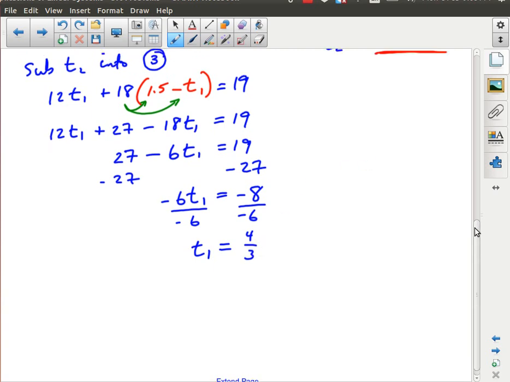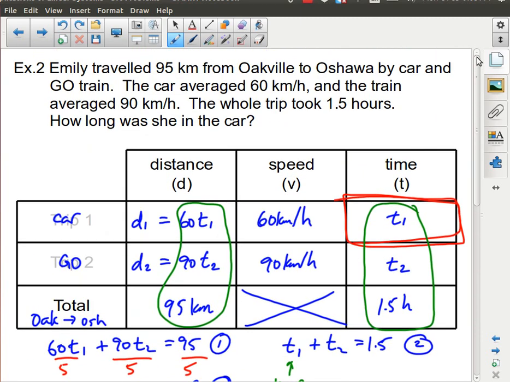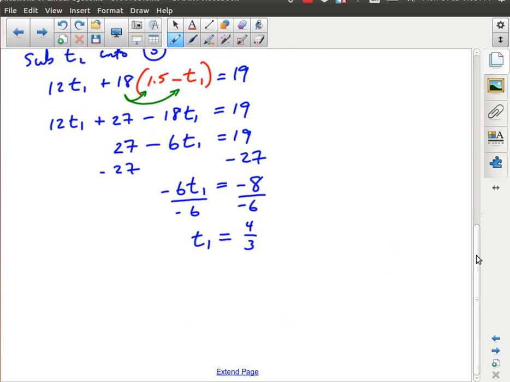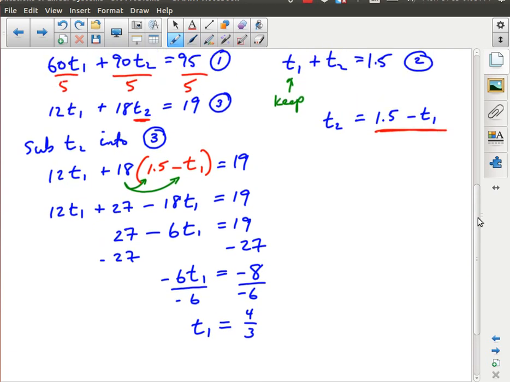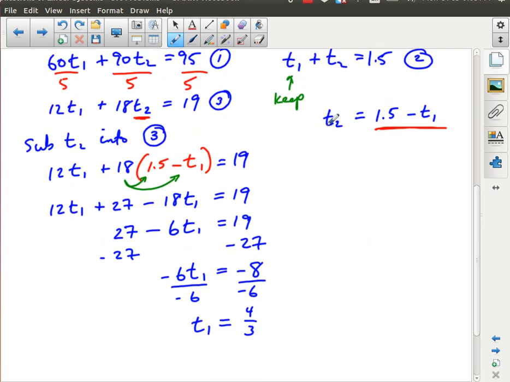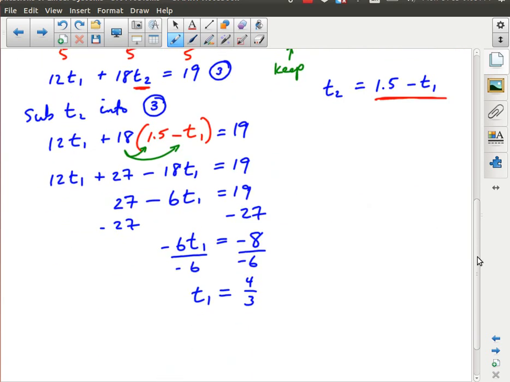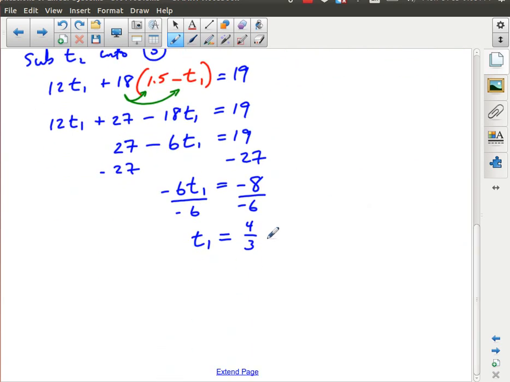And just to remind ourselves that we're actually solving for the correct thing here, the whole trip took 1.5 hours. How long was she in the car? Looks like she was in the car for about 1.33 of those hours. Now, if you want to be on the safe side, then you need to complete this question. If you don't trust the math that you've done here, you would need to go through and complete this question and also substitute in the distances and make sure that it worked out properly.